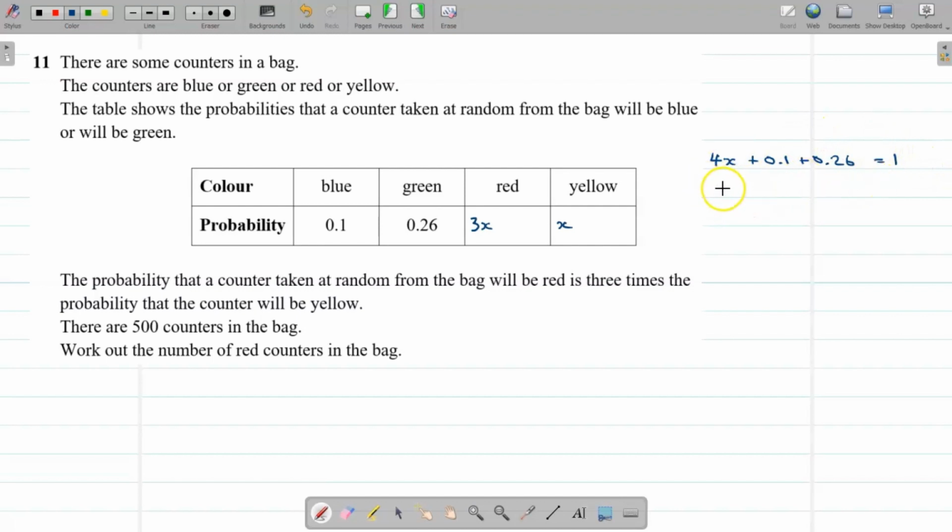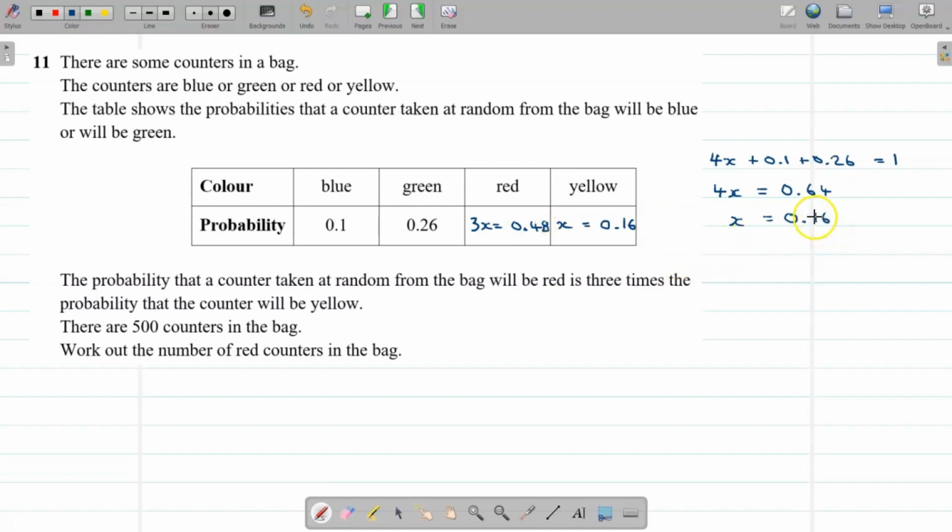If you rearrange that, you get 4x equals 1, take away those 2, which gives you 0.64. So therefore x is a quarter of that, which is 0.16. So I could at this point write in 0.16, and 3x is 3 lots of 0.16, which is 0.48. So they're the probabilities.